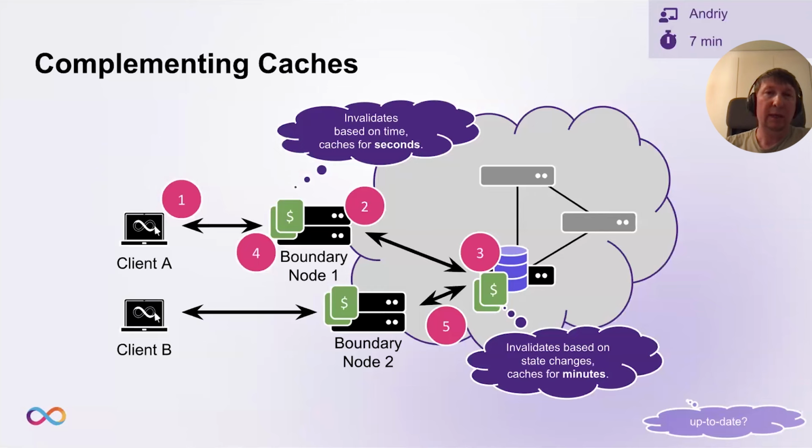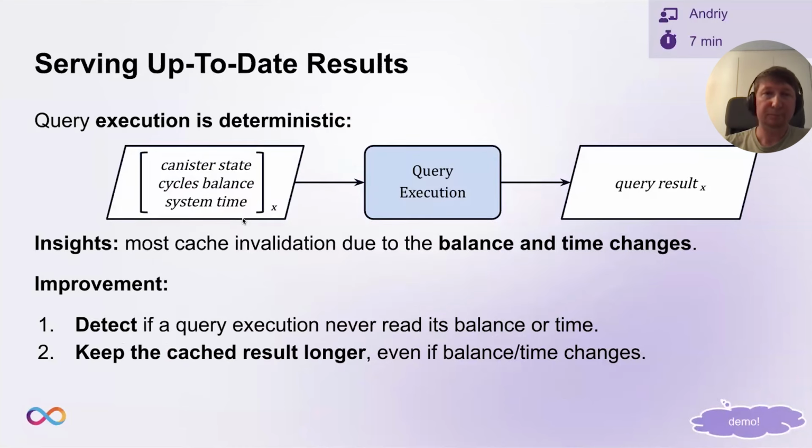Another important detail here: the boundary nodes are not part of the subnet, so they don't know about the state changes. As far as I know, at the moment, the boundary nodes invalidate cache entries after just 1 second. On the other hand, the in-replica cache invalidates the cache entries based on the state changes. So potentially, if there are no state changes, the cached result might be valid for minutes. On the next slide, let's look into how we track the state changes.